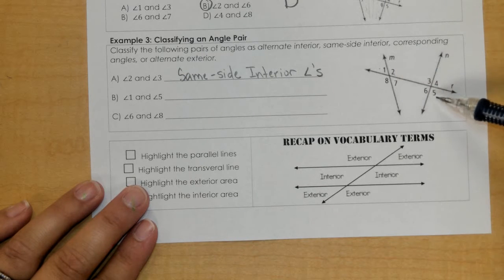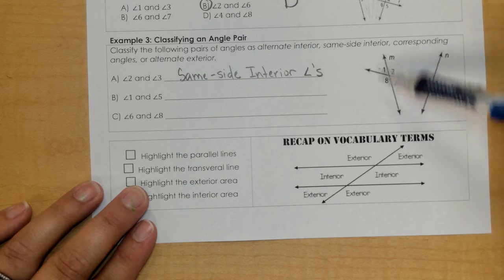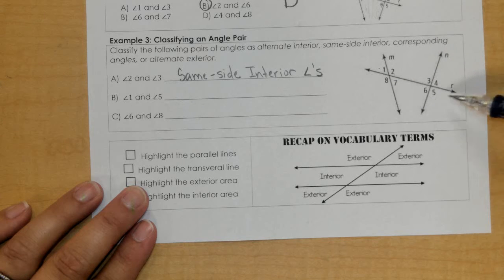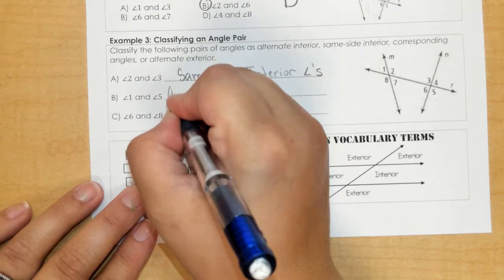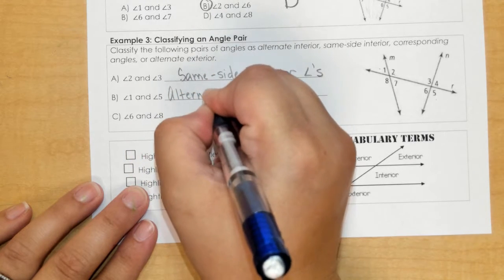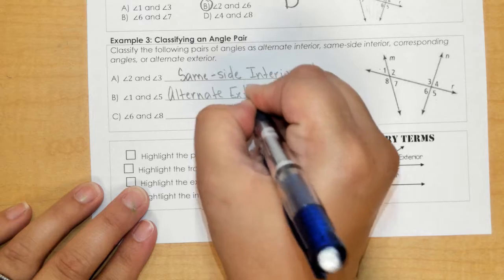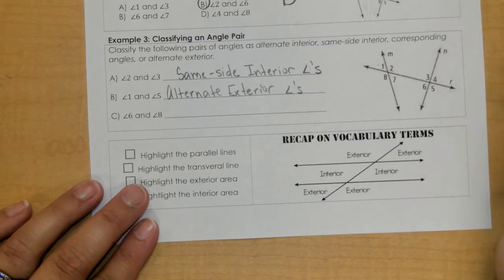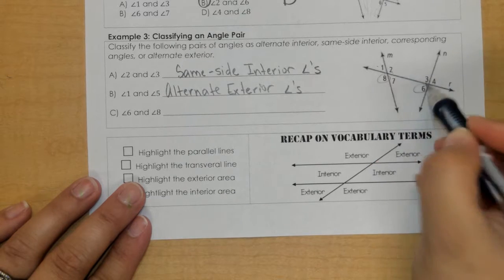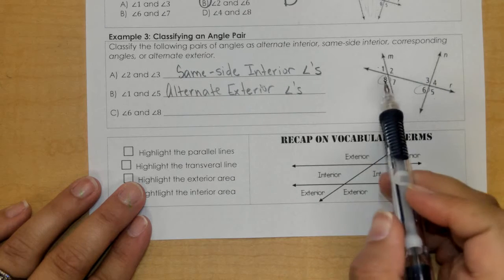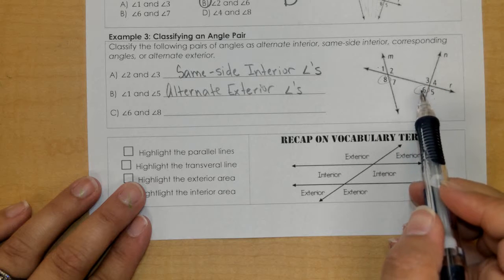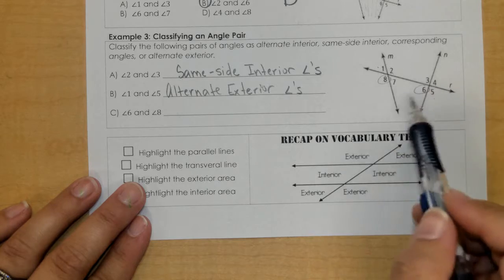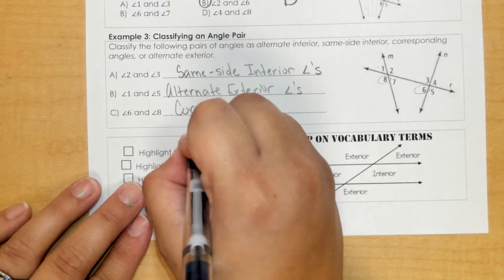Okay, 1 and 5, so they are on the exterior, and they are on opposite sides or alternate sides of the transversal R. So we would say alternate exterior angles. Okay, then we have 8 and 6. So one's on the exterior, one's on the interior. They're both above each one of the lines there, M and N. So I would say these are corresponding.